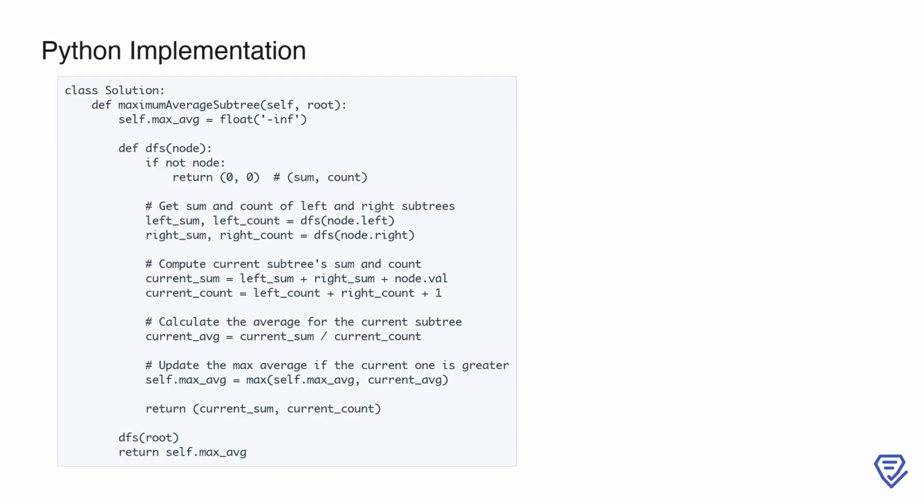Using these values, the sum and count of the current subtree are calculated, and the average is derived by dividing the sum by the count. If this average exceeds the current self.max_average, it updates the maximum. Finally, the function returns the maximum average after traversing the entire tree. This approach ensures that each subtree's average is efficiently calculated and compared, providing an optimal solution to the problem.